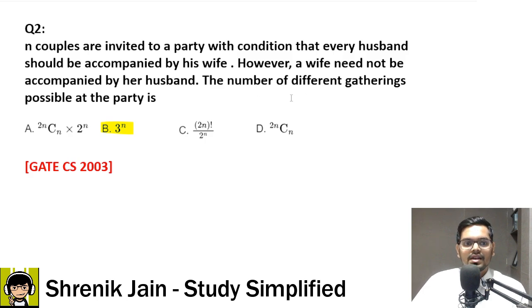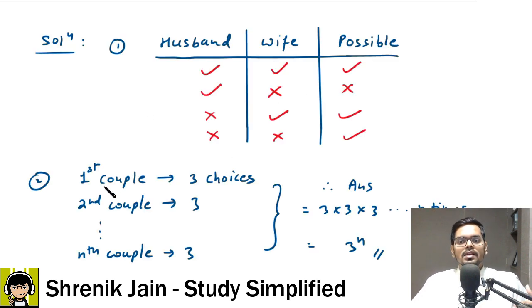The number of different gatherings possible at the party: the first couple gets 3 choices. How are there 3 choices? Just to explain, husband and wife coming, good. Husband comes, wife does not come, not allowed, so not a choice. Husband is not coming, wife is coming, good. Both of them are not coming, that is also good. 3 choices. The second couple also gets the same 3 choices. The third couple gets the same 3 choices. The nth couple gets the same 3 choices.